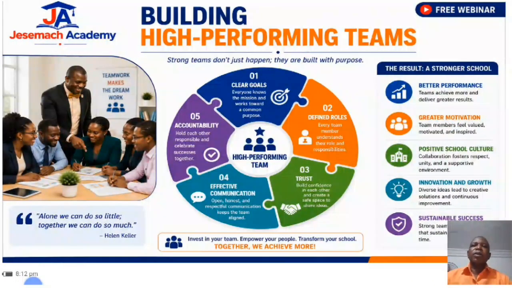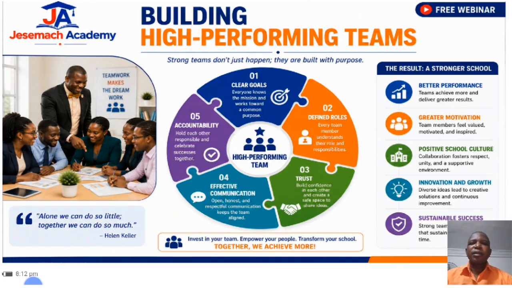All right, so the next one is building high-performing teams. How do you build high-performing teams? Number one, clear goal. Communicate your goal to everyone. Let them know. Number two, you have to define your roles. Make sure that each member of the team has a role. Number three, they have to trust one another. Cultivate a good environment that can make people trust one another.